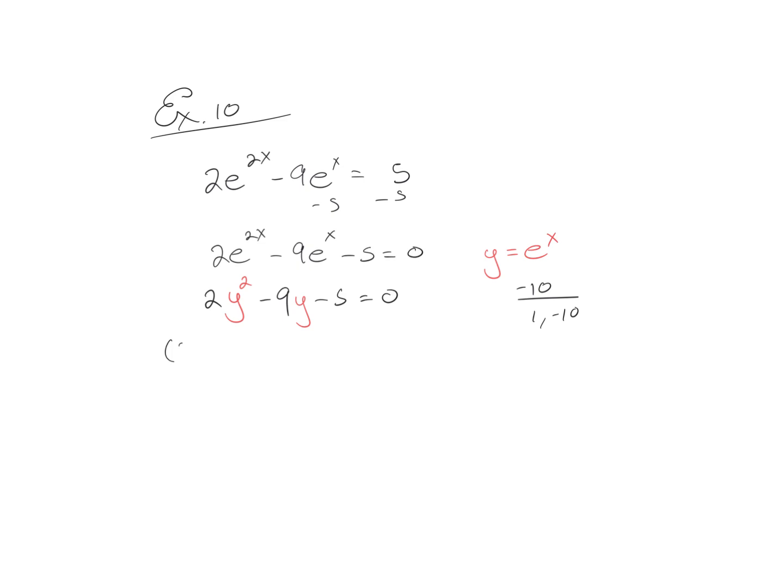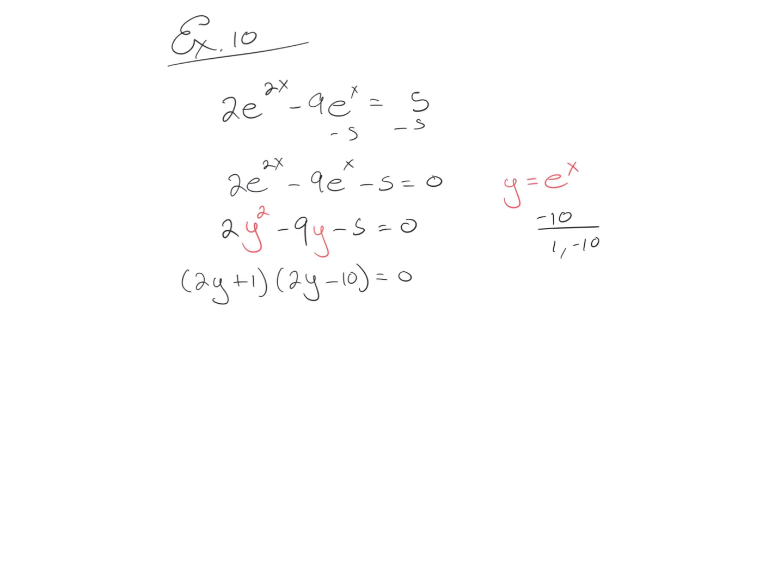So I'm going to go ahead and do 2y plus 1 and y minus 5 is equal to 0. I'm going to now set each parenthesis equal to 0. So we get 2y plus 1 is equal to 0, and then y minus 5 is equal to 0. Subtract 1 first. So 2y is equal to -1. Sorry, y is equal to -1 divided by 2. Y is equal to -1/2.